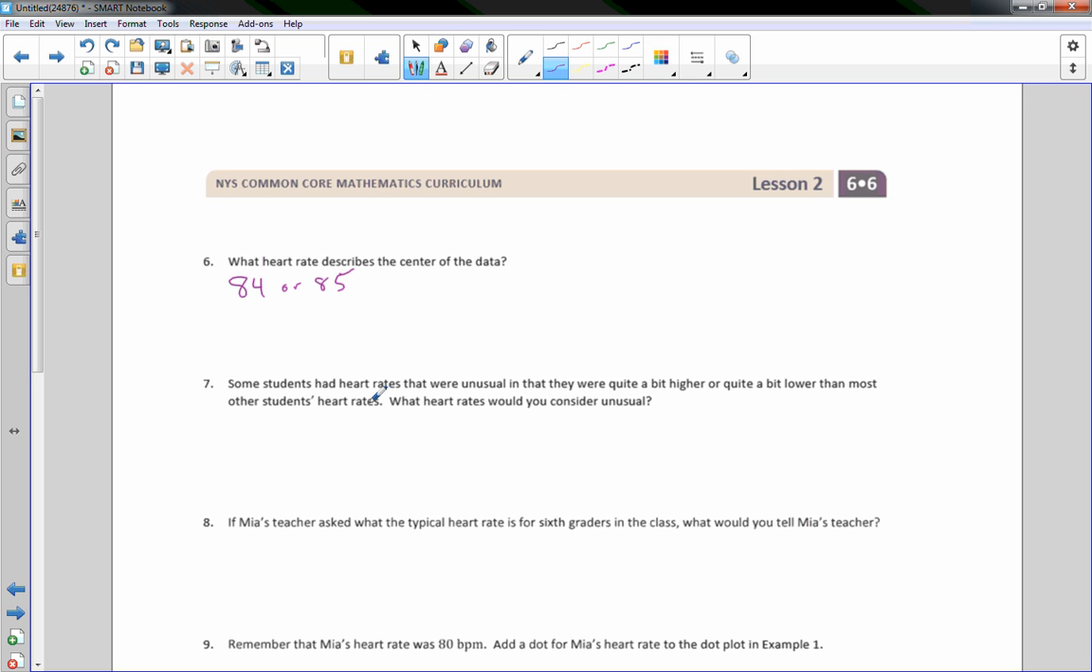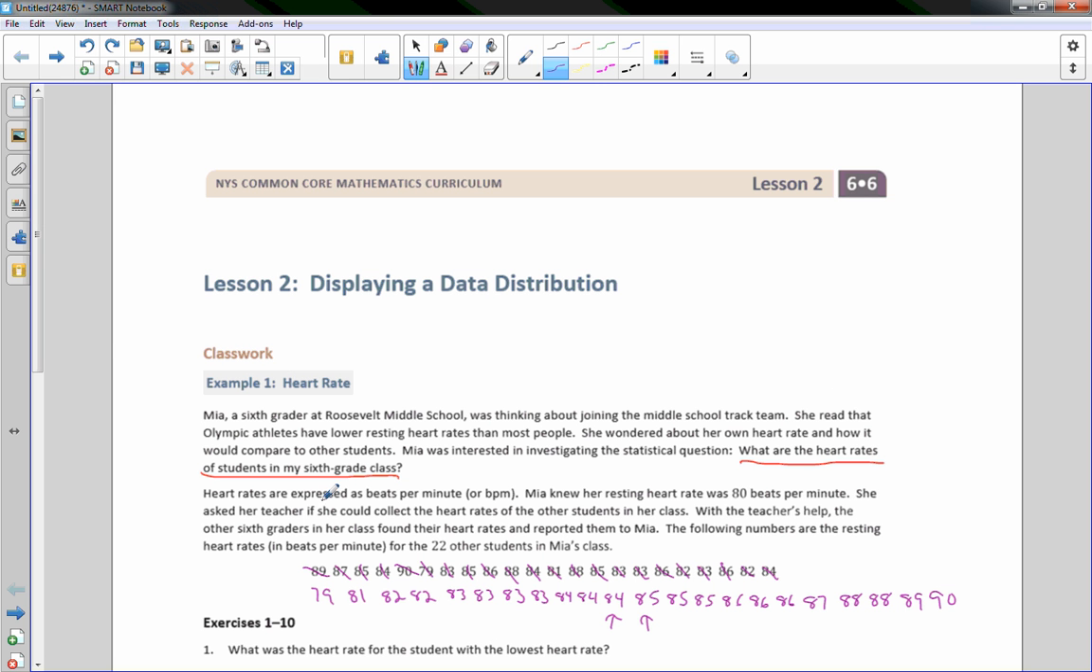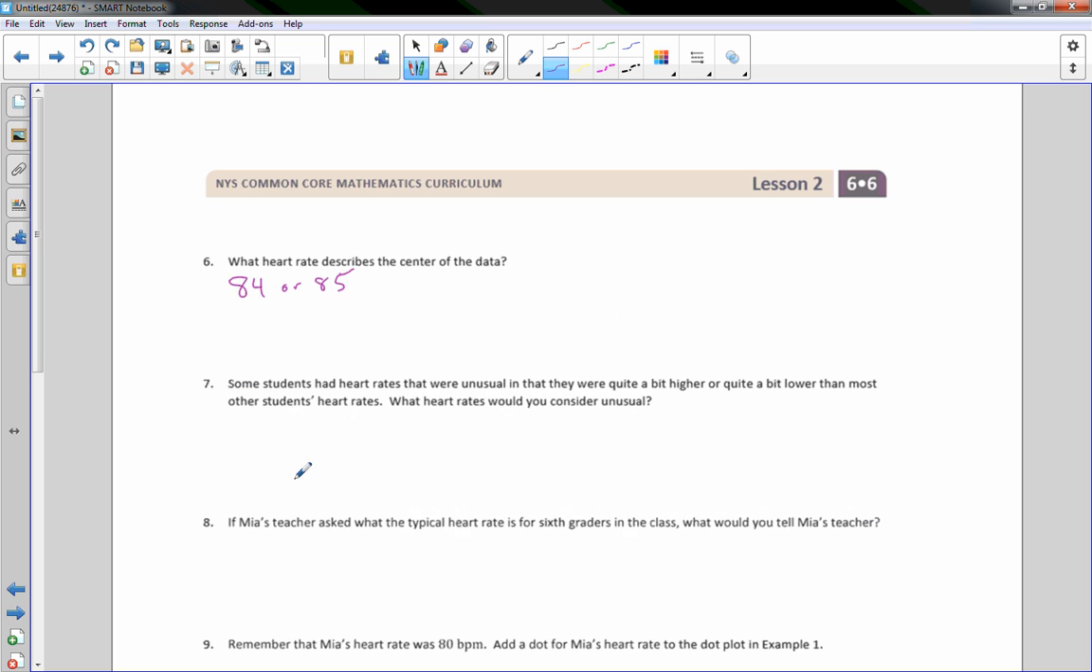Number 7, what heart rates are the most unusual heart rates? Some students' heart rates that were unusual in this way were quite a bit higher or a bit lower than most of the students' heart rates. What were those rates? So if we go back and look, 79 and 81 were pretty low compared to 84, 85. And 89 and 90, I would say, were pretty high. Okay. So 79 was low, and 90 was high. So let's just go with the highs and the lows.